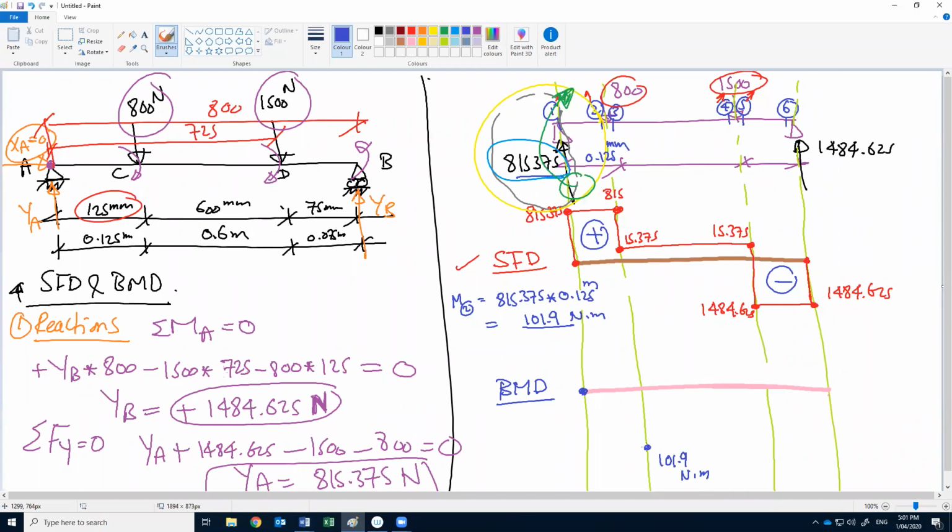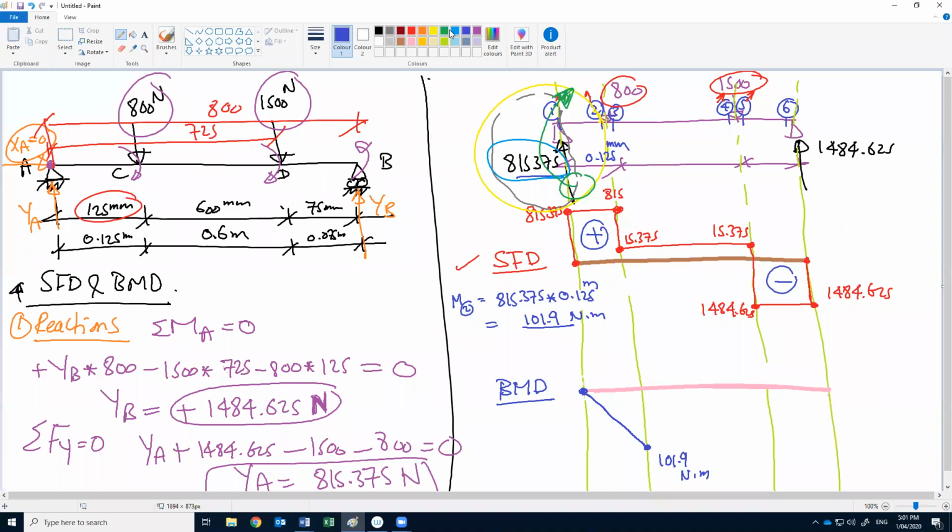How to connect between 1 and 2? Straight line. Okay, and try to make it better. Okay, so we have a straight line here. Now do we need to calculate at 3? M at 3 should be M at 2, right?